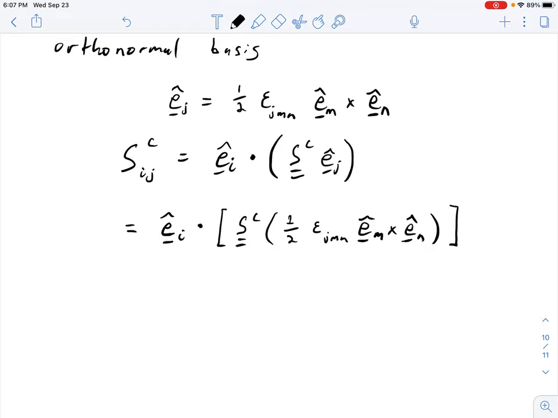And we can move the epsilon and the half outside, which is equal to 1/2 epsilon_{JMN} e_i dot (S e_M cross S e_N).